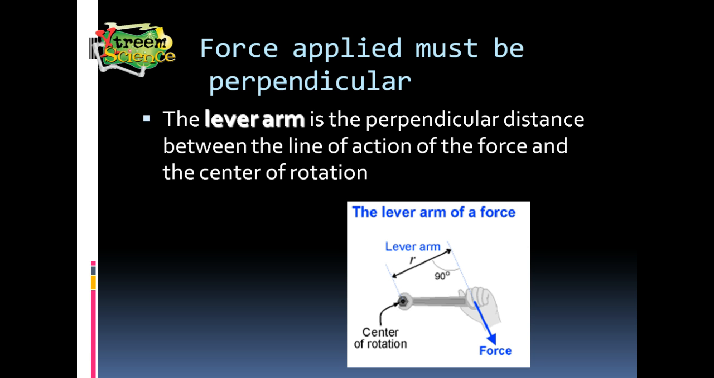So look at the diagram, you get the center of rotation, you can see it annotated there on the left. The line of action is there on the right where the hand is pulling down, and the lever arm is the perpendicular distance between them.